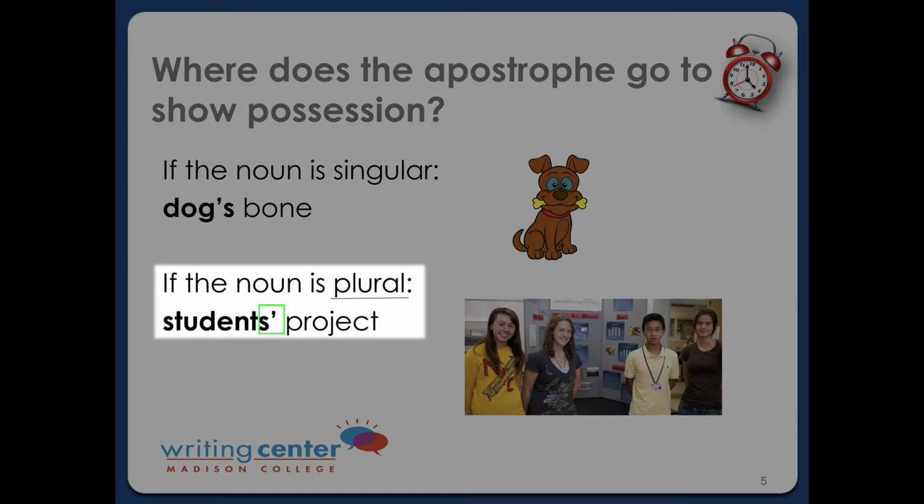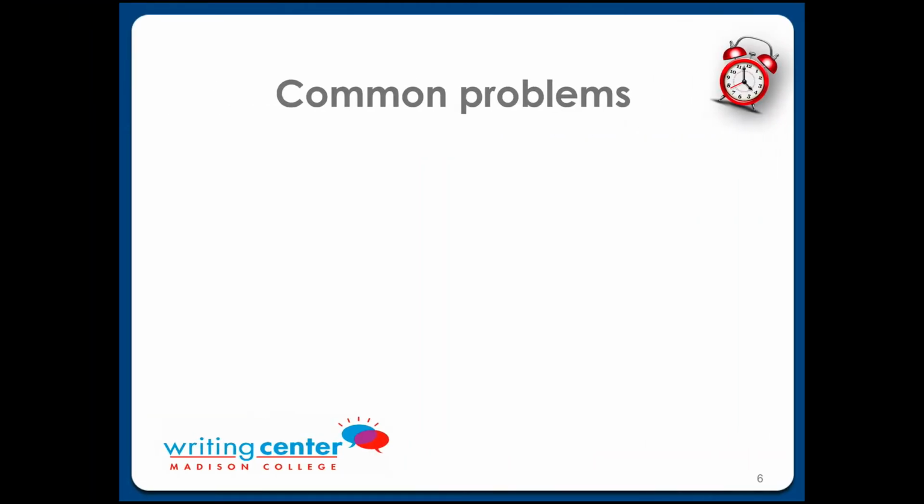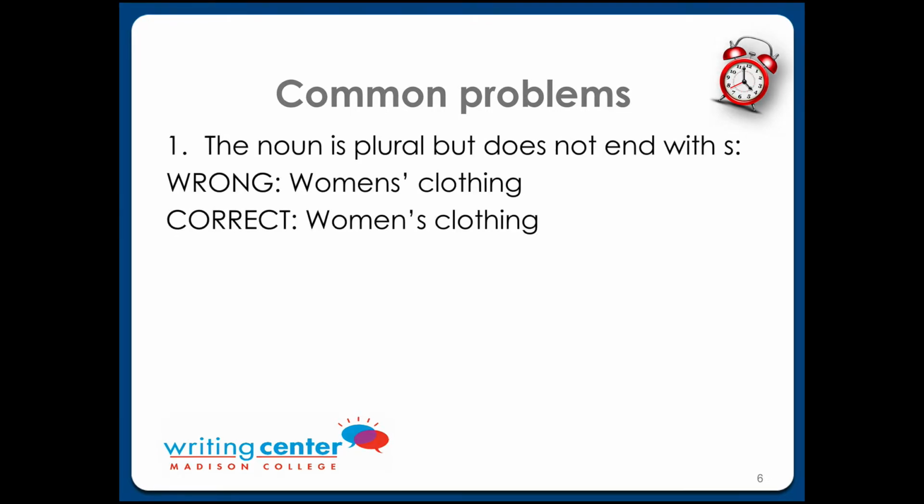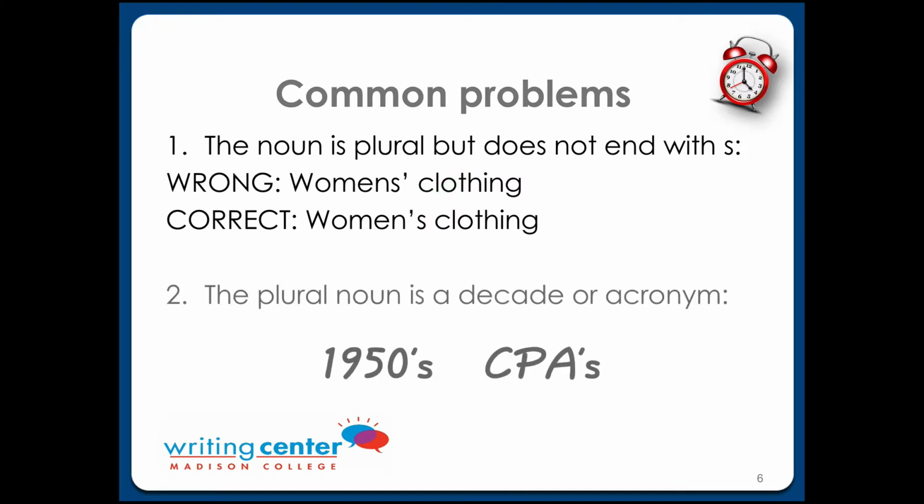Kate, you know what I'm thinking about? I bet, the common problems. That's exactly right. Let's look at a couple. Yeah, like when a plural noun doesn't end in S, like women or children or people. In these cases, you need to add an apostrophe S. Another common problem is with decades and acronyms. For example, 1950s and CPAs. Both of these are plural nouns, not possessive nouns, so no apostrophe is needed.